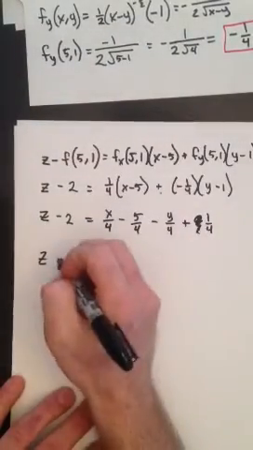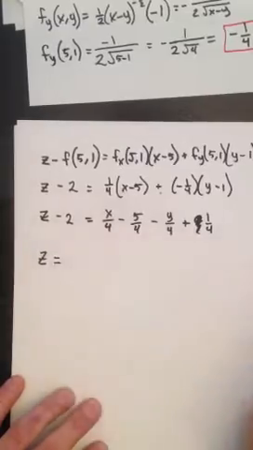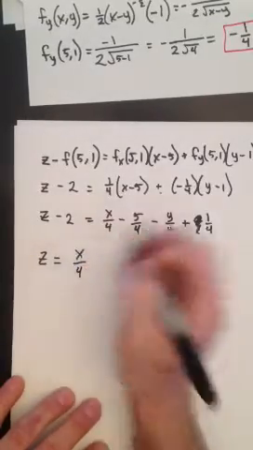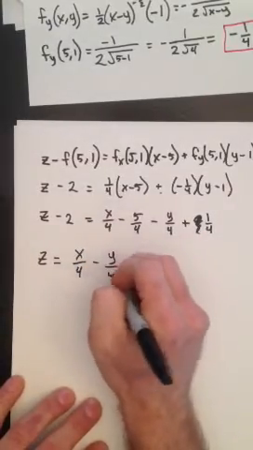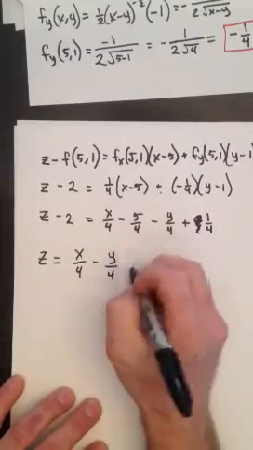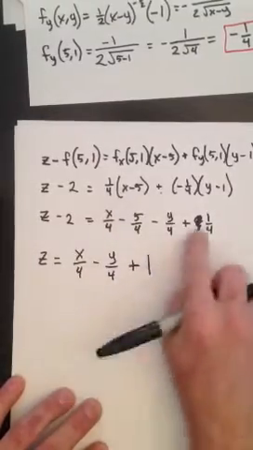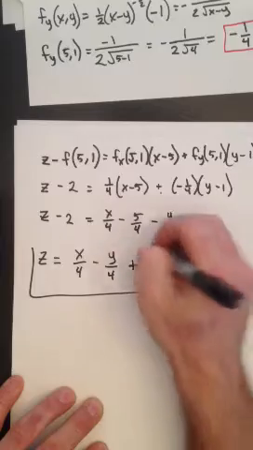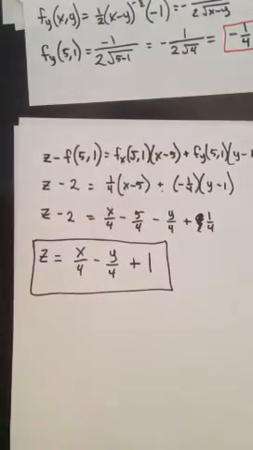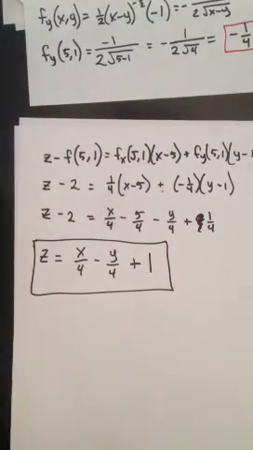Okay, opening this up a little bit and simplifying. z is going to be equal to x over 4 minus y over 4, plus the constant term, plus 1. That's where I got a little ahead of myself there. But that turns out to be our tangent plane formula. All right, we'll plug this into the applet and we'll see what we get.